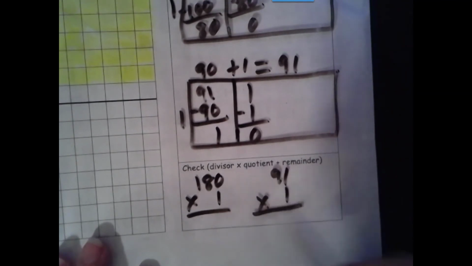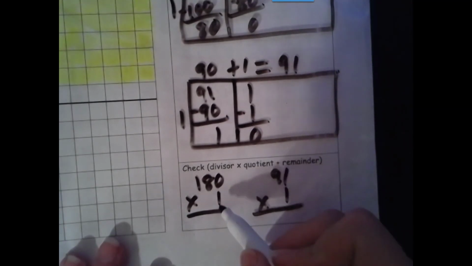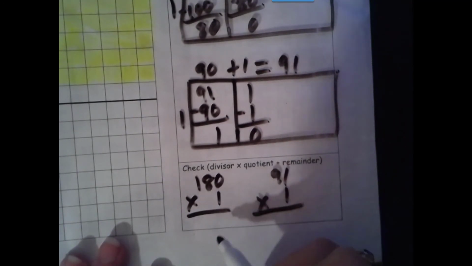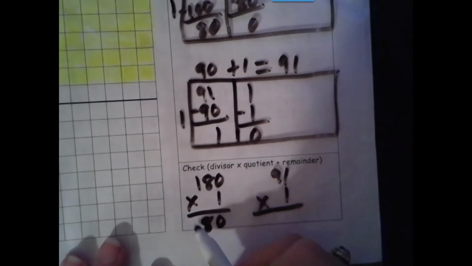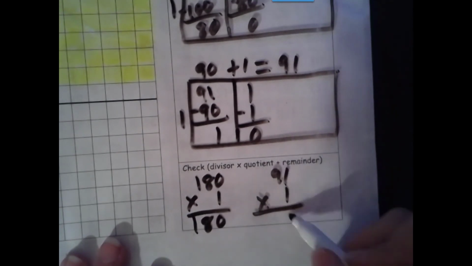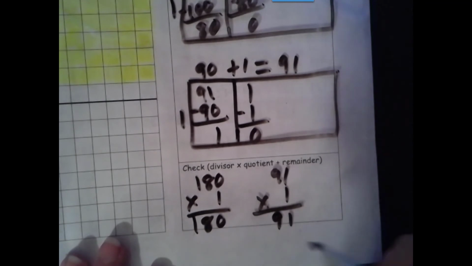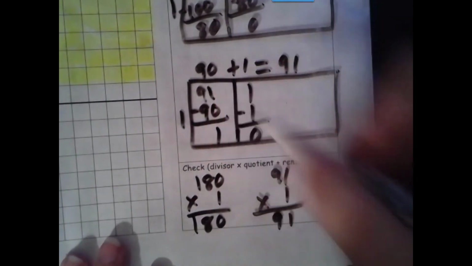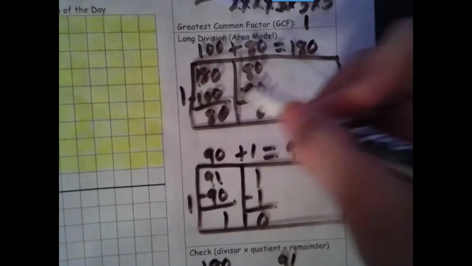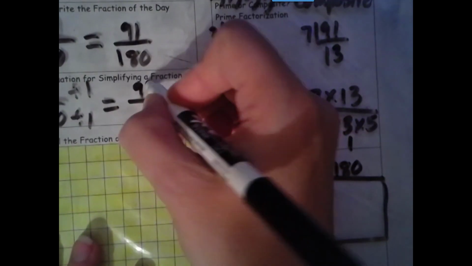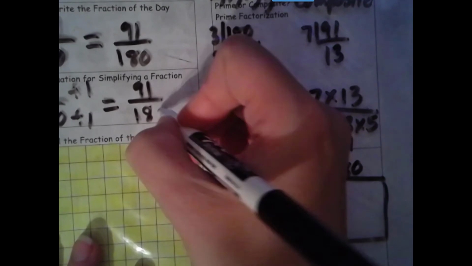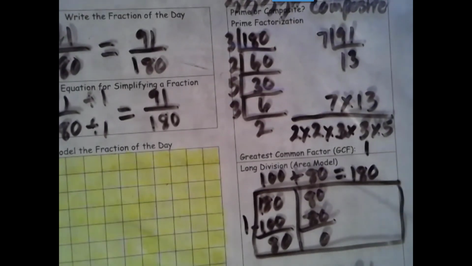Now what we have here is the identity property of multiplication, that when you multiply by 1 it just stays the same. One group of 0, one group of 80, one group of 100, one group of 1, one group of 90. 91, that matches our dividend, check. 180, that matches our dividend, check. So our numerator is definitely 91, and our denominator is definitely 180.